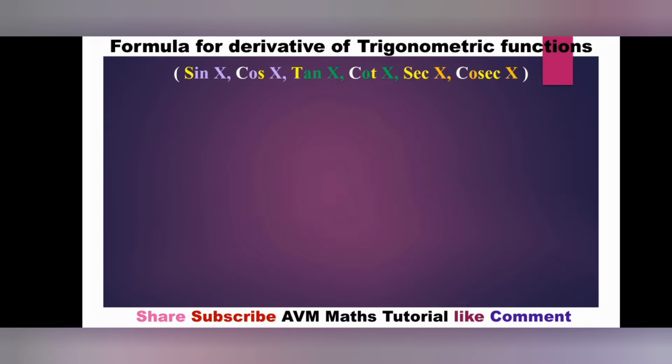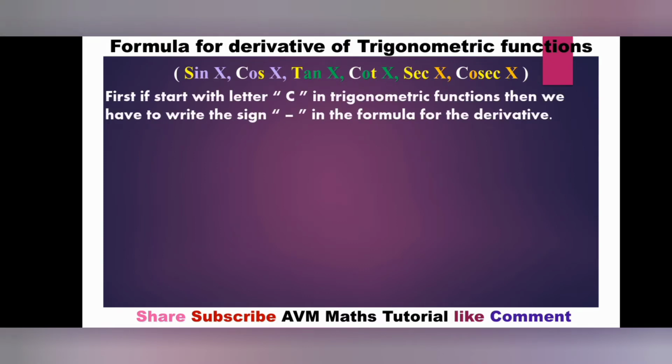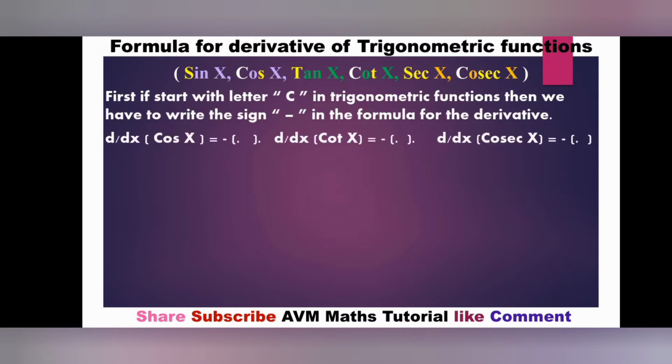First, if a trigonometric function starts with the letter C, then we have to write the sign minus in the formula for the derivatives. That is, here three functions start with the letter C. Therefore, d by dx of cos x equals minus of some function. D by dx of cot x equals minus of some function. D by dx of cosecant x equals minus of some function.